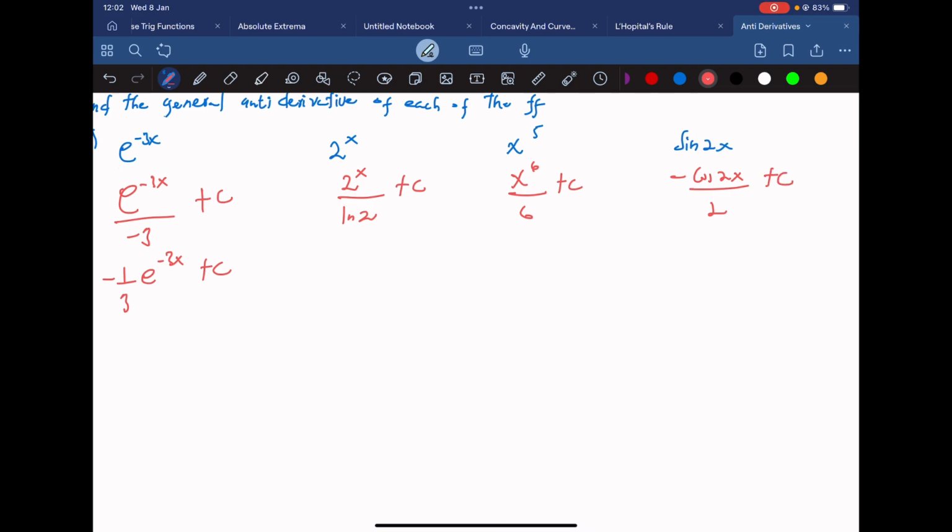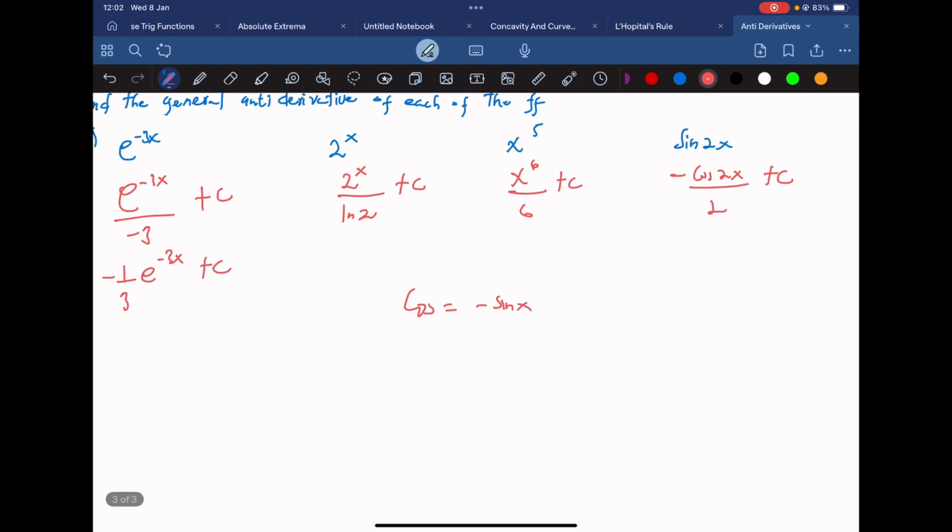So you just have to ask yourself this question: what function do you have to differentiate to get sine, right? If we differentiate positive cosine of x, you have negative sine of x. So if we differentiate negative cosine of x, then you're going to have positive sine of x. That is why we have negative cosine of 2x right here. I hope that is not confusing at all.